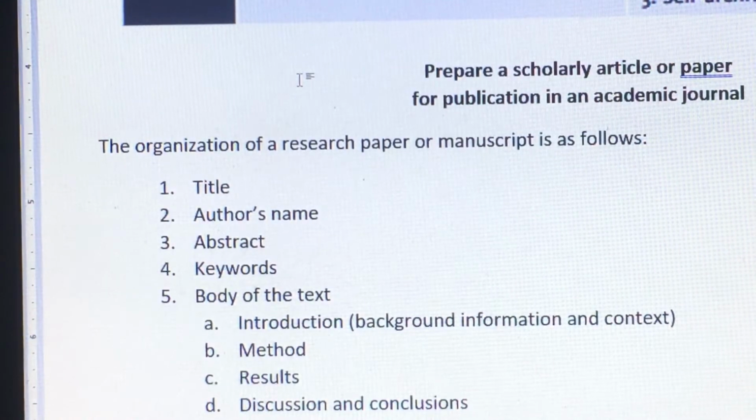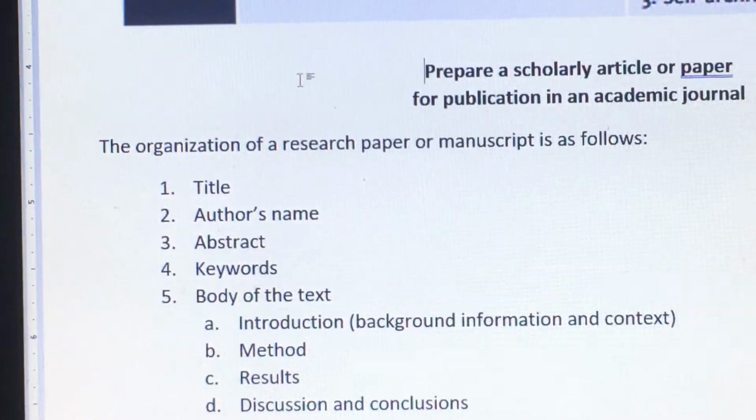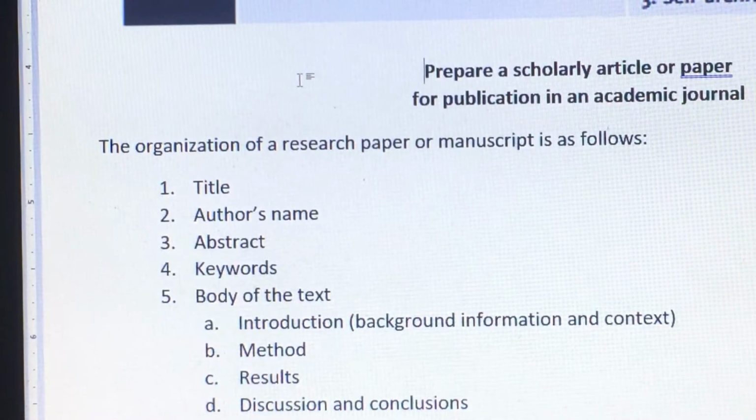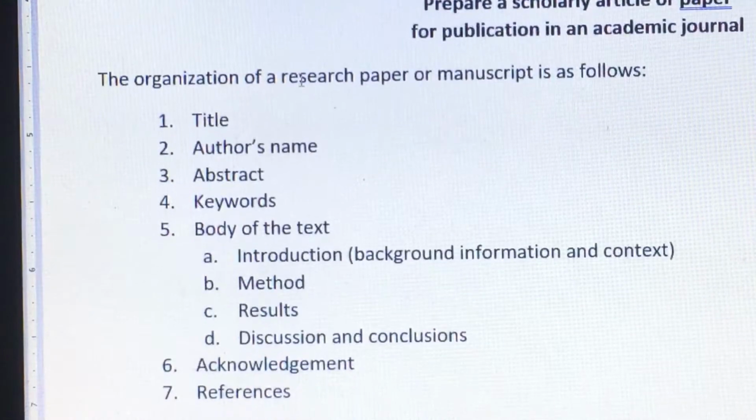Now, the first thing is the title, then the author's name or names, and the abstract, then the keywords, and then the body of the text, which is introduction, method, results, and discussion and conclusions, and then acknowledgement followed by references.